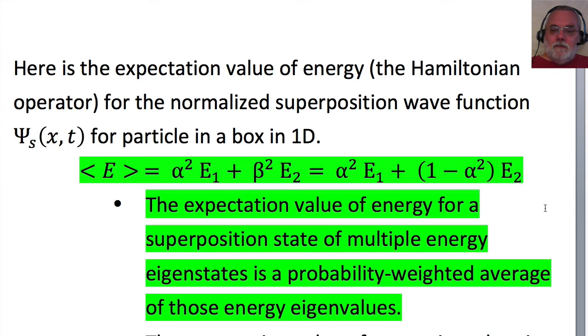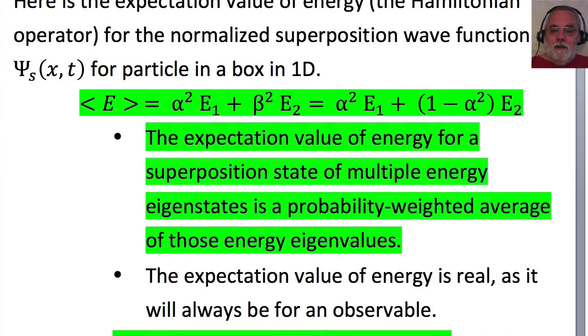So the expectation value of energy for a superposition state of multiple energy eigenstates is a probability weighted average of those energy eigenvalues, and it's independent of time. Alpha squared is a constant, beta squared is a constant. The expectation value of energy is real, as it will always be for an observable. Alpha squared is real, E1 is real, beta squared is real, E2 is real, so the expectation value for energy is real.